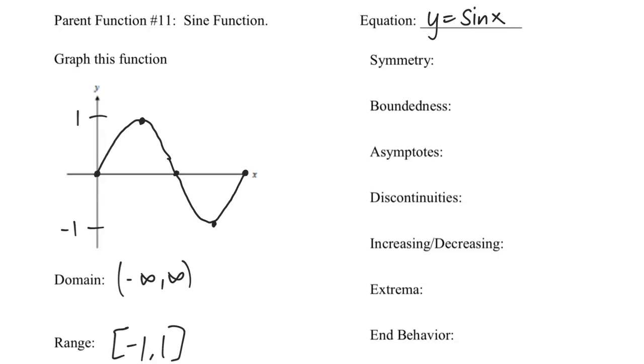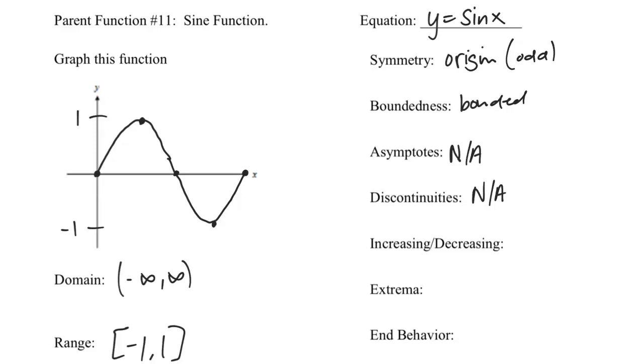It actually does have some symmetry here. If you were to draw the other piece of it, it's going to have symmetry to the origin, which means that the sine function is odd. It is bounded above and below, and so you can just say bounded there. However, it doesn't have any asymptotes. There are no discontinuity points.